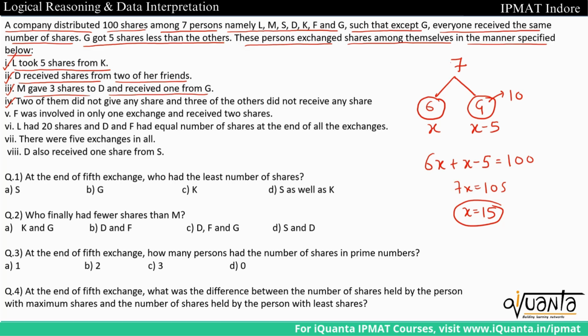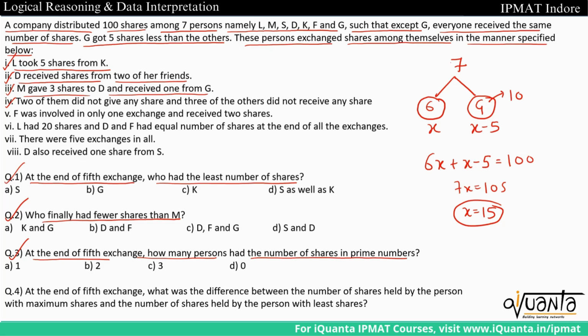First of all, let us read the questions. At the end of the 5th exchange, who had the least number of shares? For this we need to take into account all the exchanges, and we'll also have to find out the final number of shares with everyone, then only we can answer the question. Second one is who finally had fewer shares than M. So we again need what we needed for question 1.